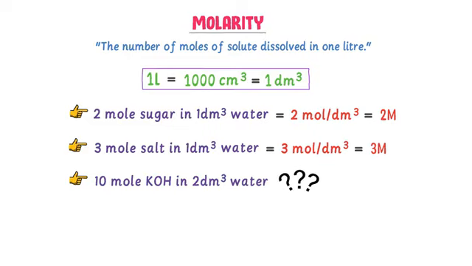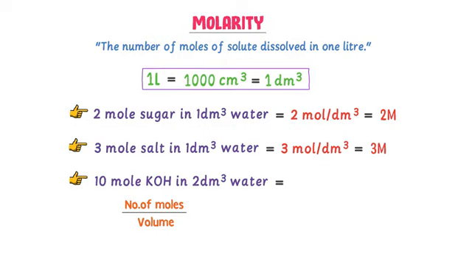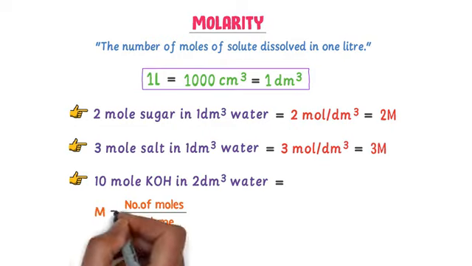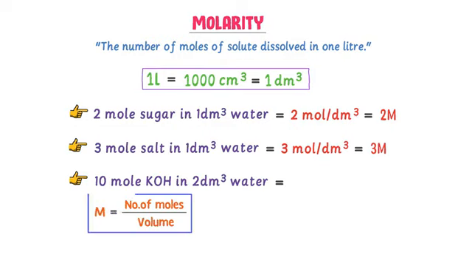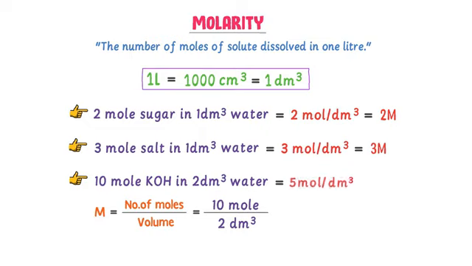Can you guess the concentration of this solution? Well, we divide the number of moles by the volume of solution. So the formula of molarity is number of moles divided by volume. Here, 10 moles upon 2 dm cube is equal to 5 mole per dm cube, or we just write 5M. Thus, in this way, we can easily calculate the concentration of a solution.